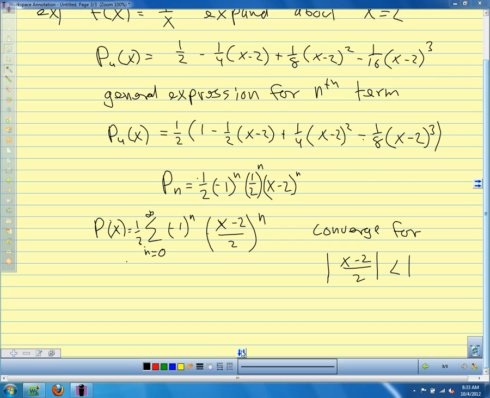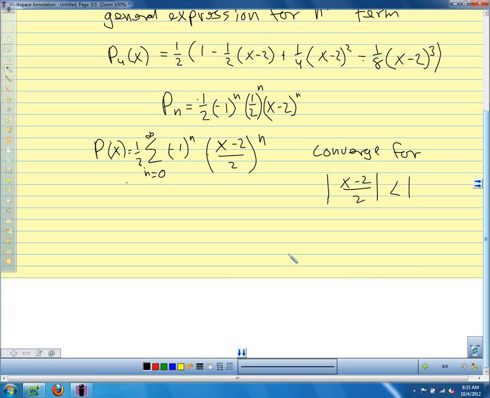So this will give us our interval of convergence. The absolute value of x minus 2 is less than 2, and our interval is 0 less than x less than 4. So that's our interval of convergence. If this is our interval of convergence and we're centered about 2, what's our radius of convergence going to be? Radius of convergence equals 2.